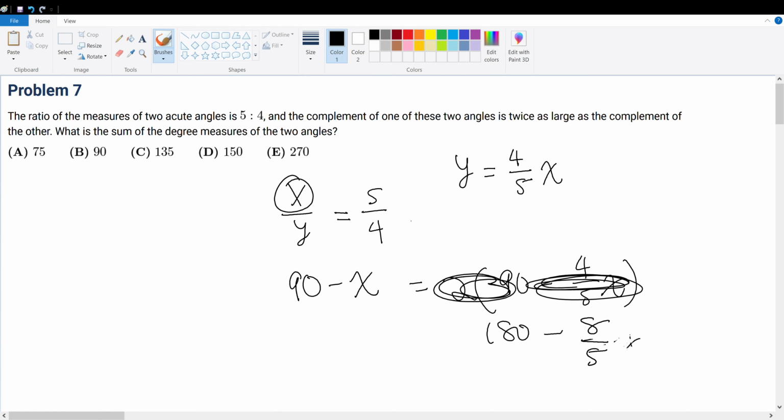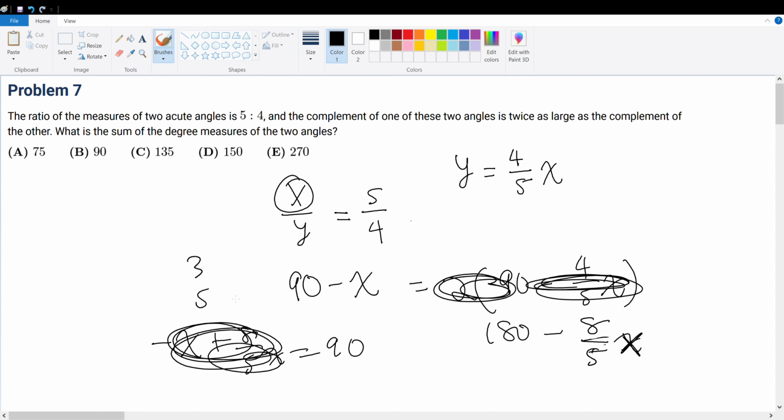8 over 5x. So if we isolate x, we can add 8 over 5x on both sides to get negative x plus 8 over 5x, which is the same thing as 90. Now, we also know that the expression is the same thing as 3 over 5x, right? If that's 3 over 5x, then x is going to be equal to 90 times 5 over 3, which becomes 150. So if x is equal to 150, then y is equal to 120.